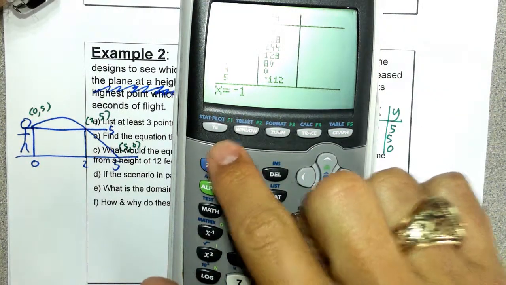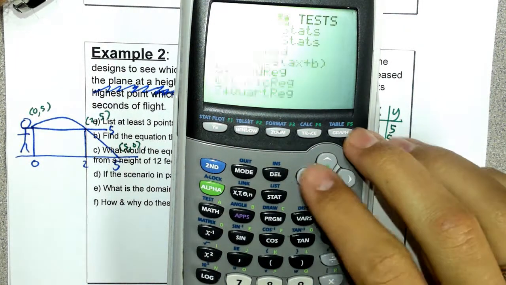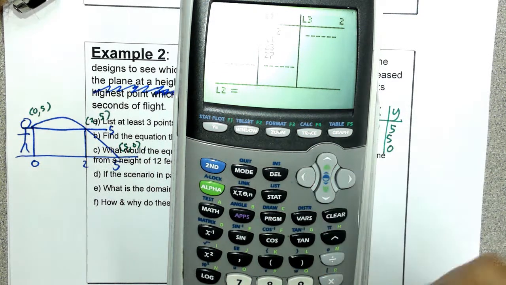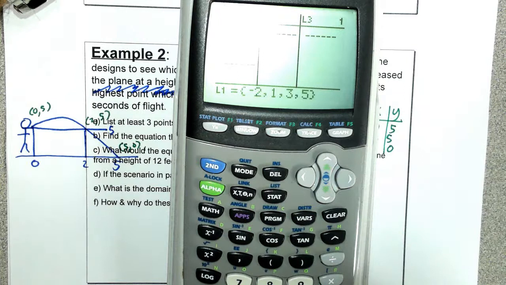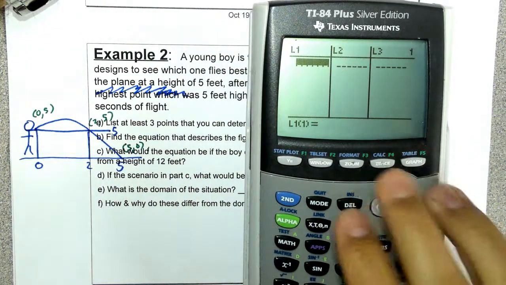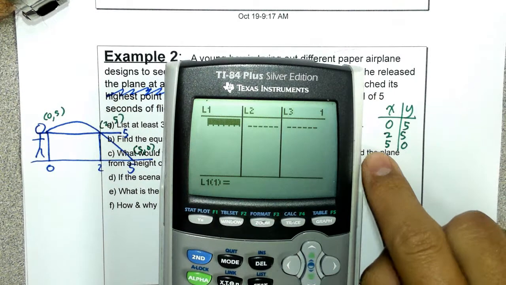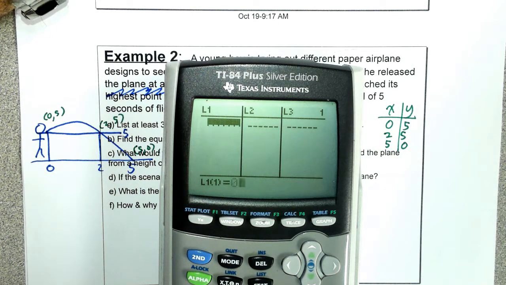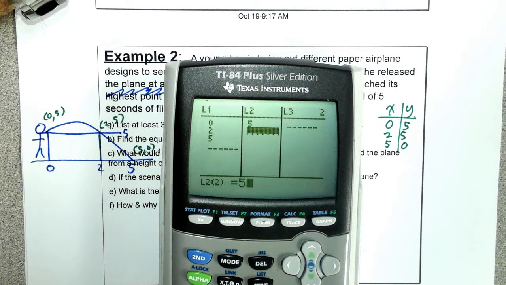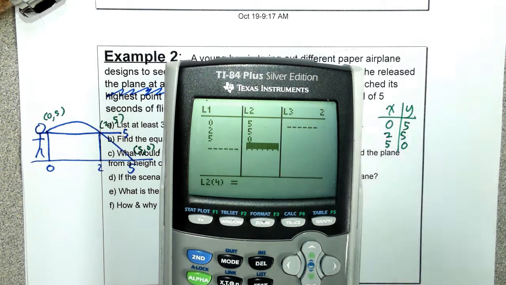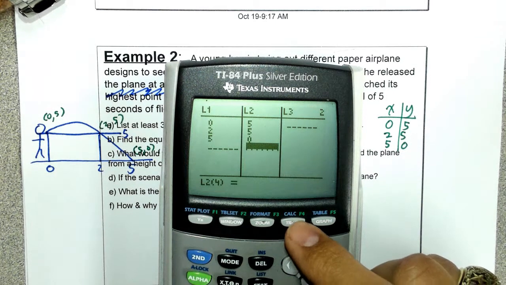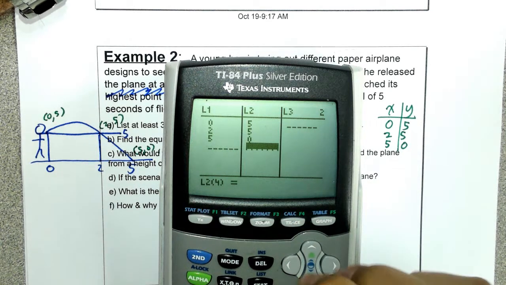So what I want to do is, let's go to that stat plot. Let's edit it up. And we're going to clear there, go up, clear there, and we have them cleared out. We're now going to put these in. So we have 0 enter, 2 enter, 5 enter. Go over to the other one, 5 enter, 5 enter, 0 enter.